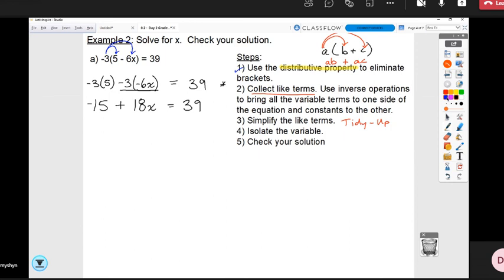Okay, then we go back to our roots here. Let's get rid of the constant term, bring it over here. So if this is our equal sign, we have 18x on the left all alone. We have 39 plus 15 on the right. 40 plus 15 would be 55. Take away 1. 54.